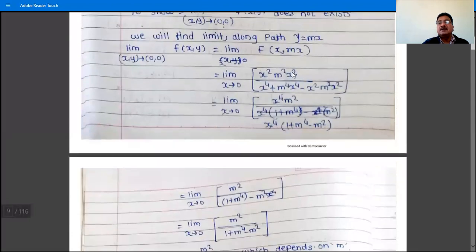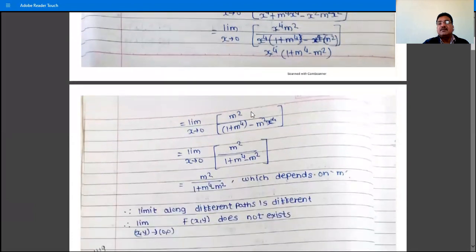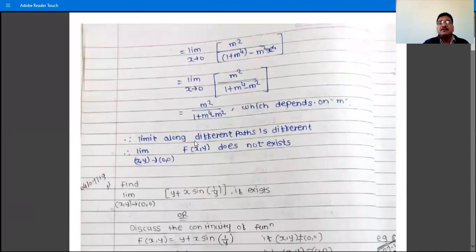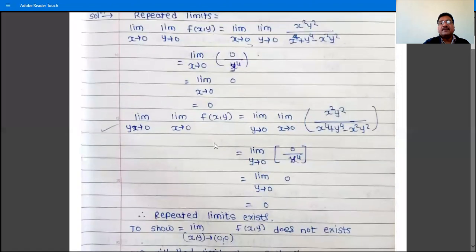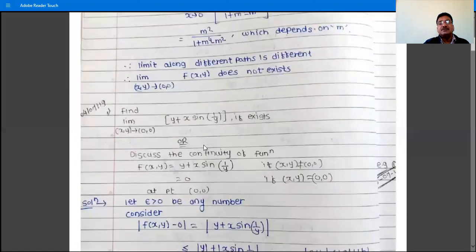So we have this, and then in the calculation, take x raised to 4 as common. So we have this in the bracket, and then the limit of this quantity is what? It is m square by 1 plus m raised to 4 minus m square, which depends on m. Therefore the limit along different paths is different, and therefore the limit as (x,y) tends to (0,0) of f(x,y), that is this simultaneous limit, does not exist. Repeated limits exist and are equal, but the simultaneous limit does not exist.